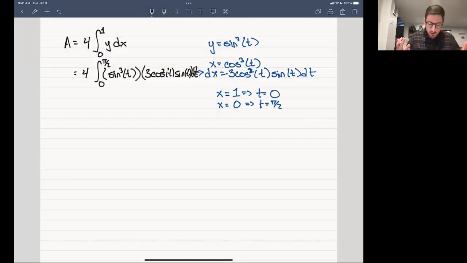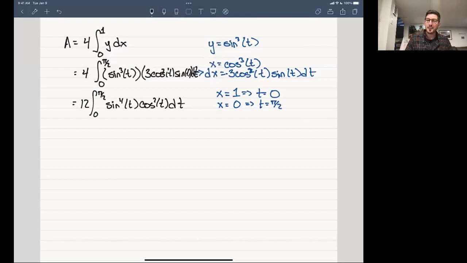But now we're in terms of a trigonometric integral. So we have 0 to pi over 2, sine to the 4t. Actually, let's put the 3 out front as well. Let's put that as 12. That's 4 times 3, and then cos squared of t dt.